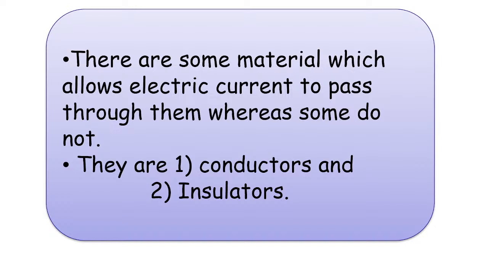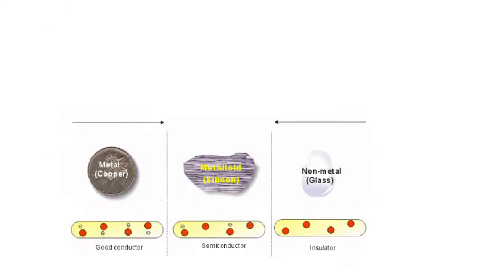Now there are some materials which allow electric current to pass through them, and there are some materials which do not allow electric current to pass through them. They are termed as conductors and insulators. What are conductors? Let us try to understand. The substances can be put under three categories basically. The one which allows electric current to pass. What's the meaning of that? They allow electrons to flow through them.